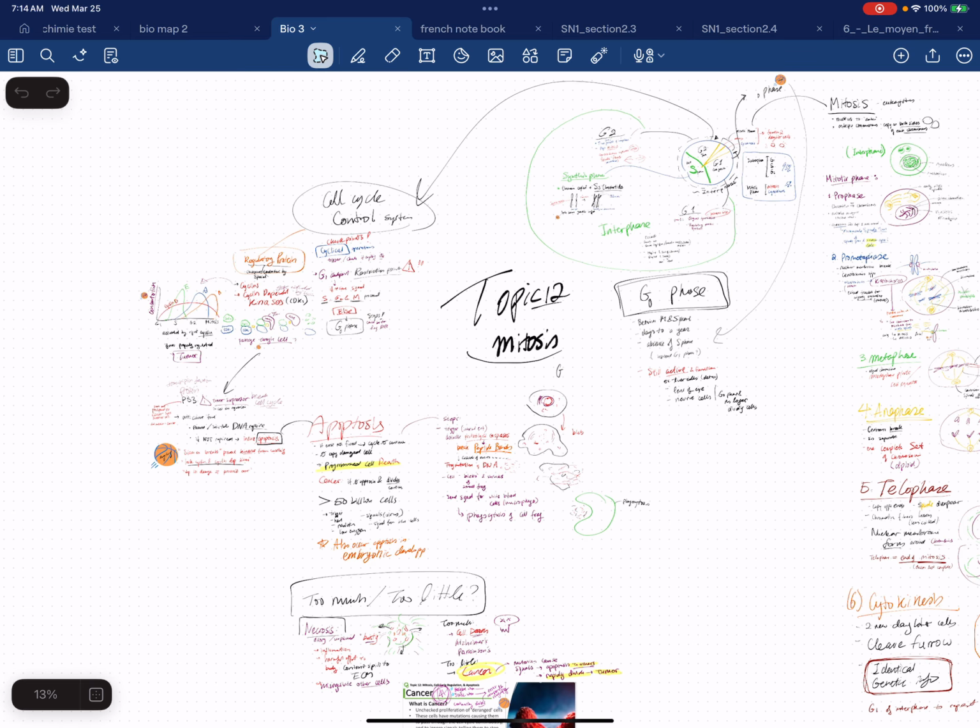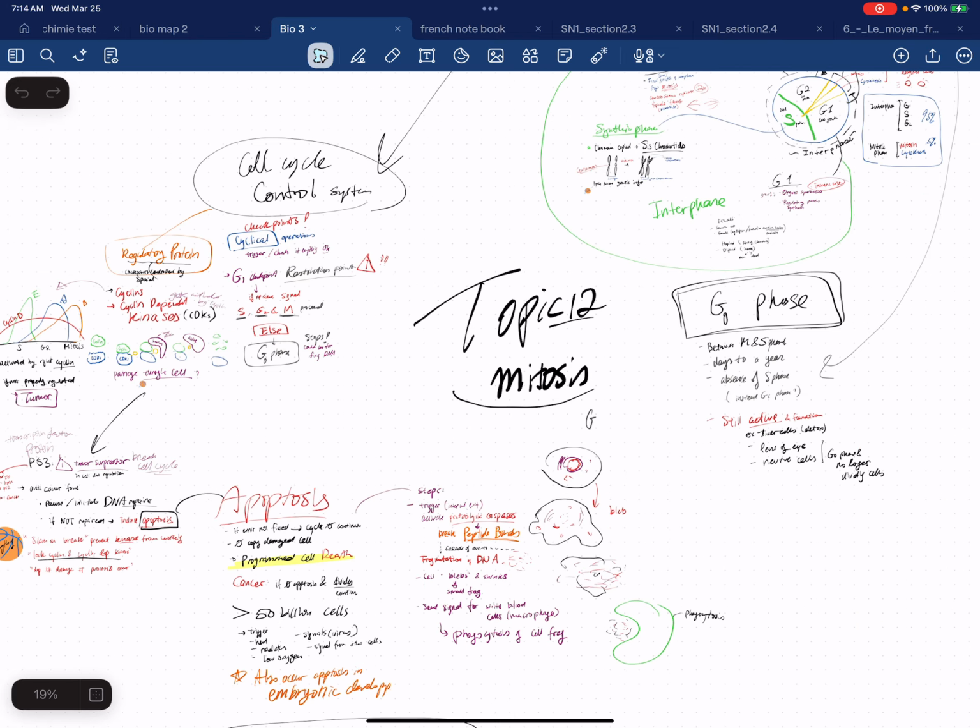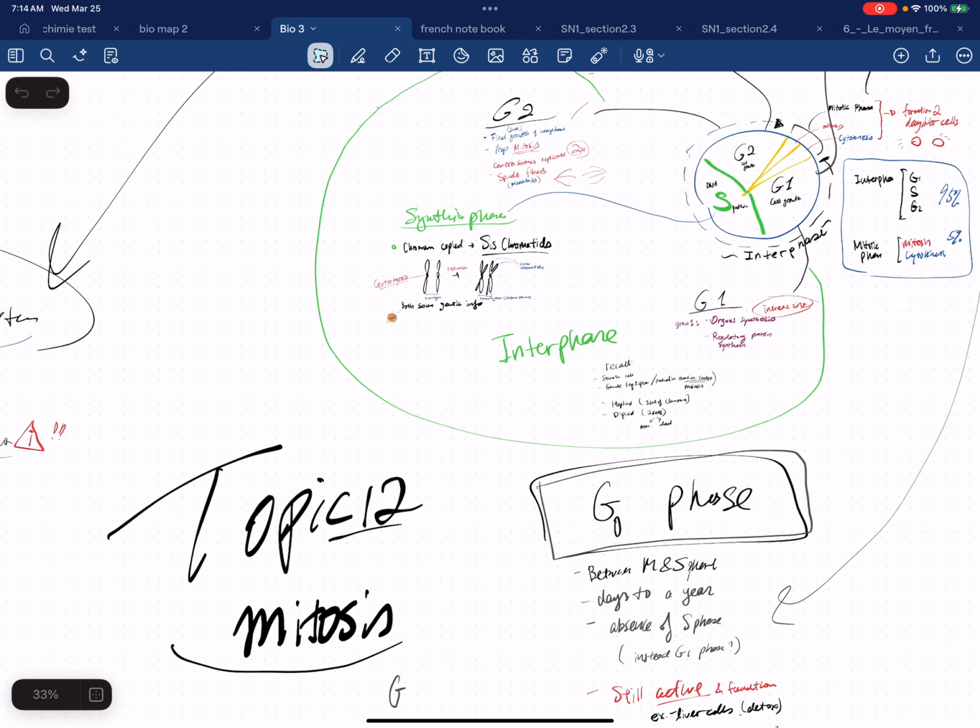So this is topic 12. It's all about mitosis, cell cycle regulation, and apoptosis is what we're going to be talking about. So where do we start? Okay, let's start from interphase.